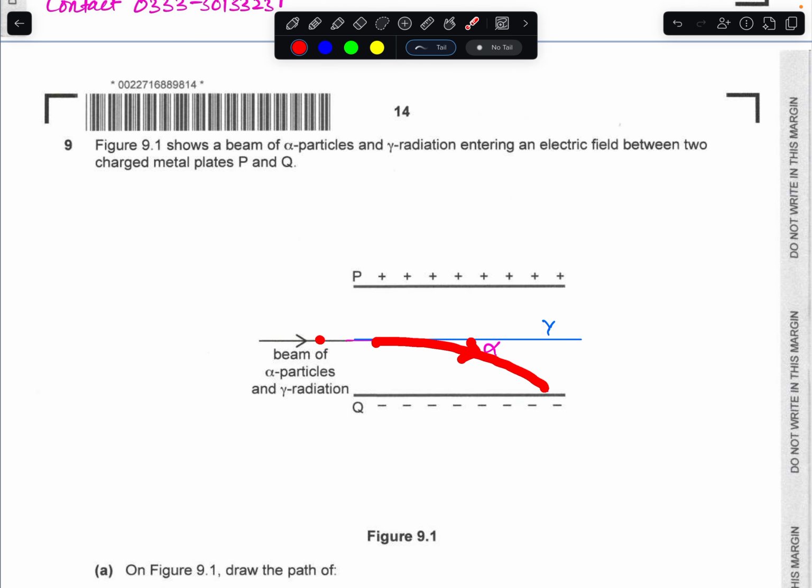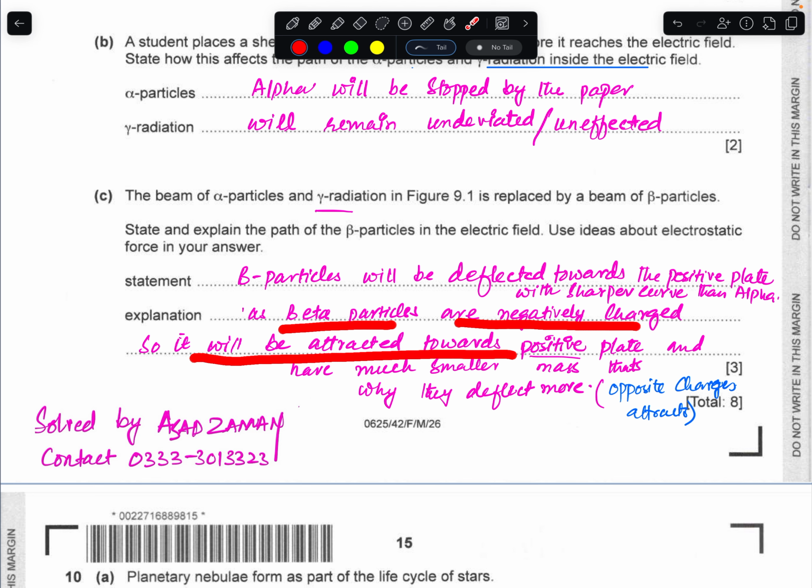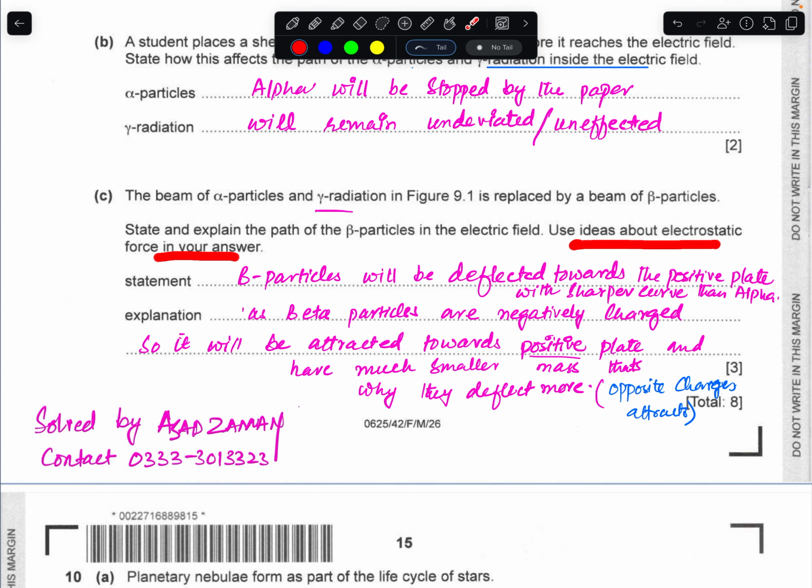Beta is deflecting towards the positive plate with a sharp curve, and as beta particles are negatively charged, they will be attracted towards the positive. Opposite charges attract. That's what they are asking in this question: explain the path of beta, using ideas about electrostatic force. Electrostatic force is the force between positive and negative charge. So beta goes towards the positive plate and has much smaller mass. That's why they deflect more.